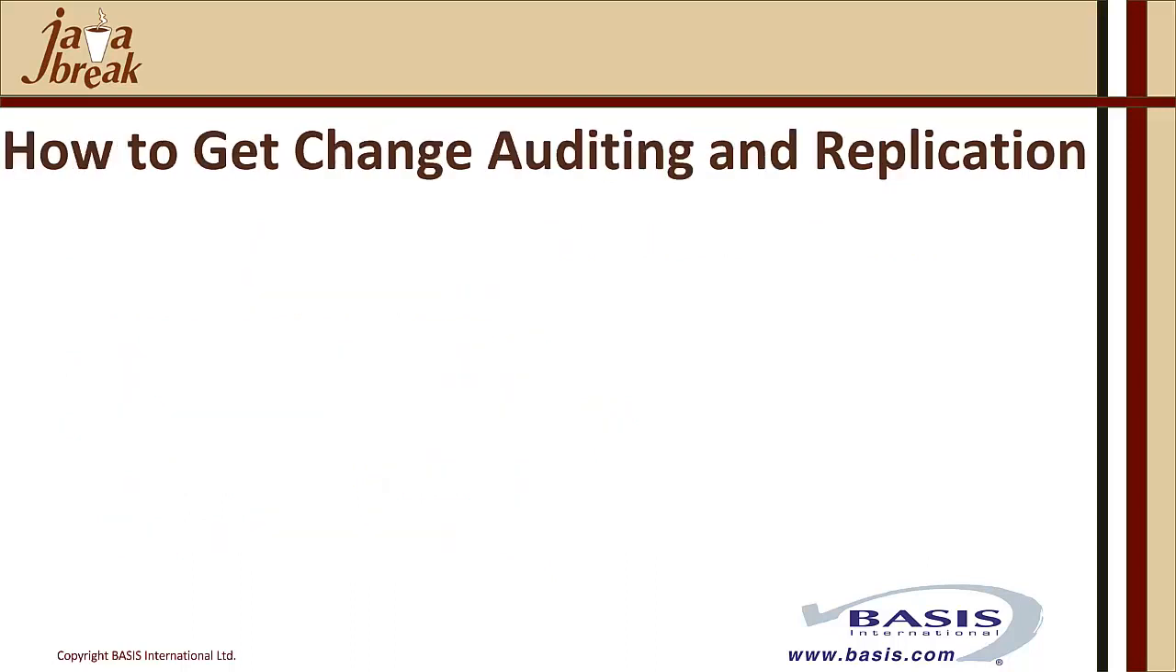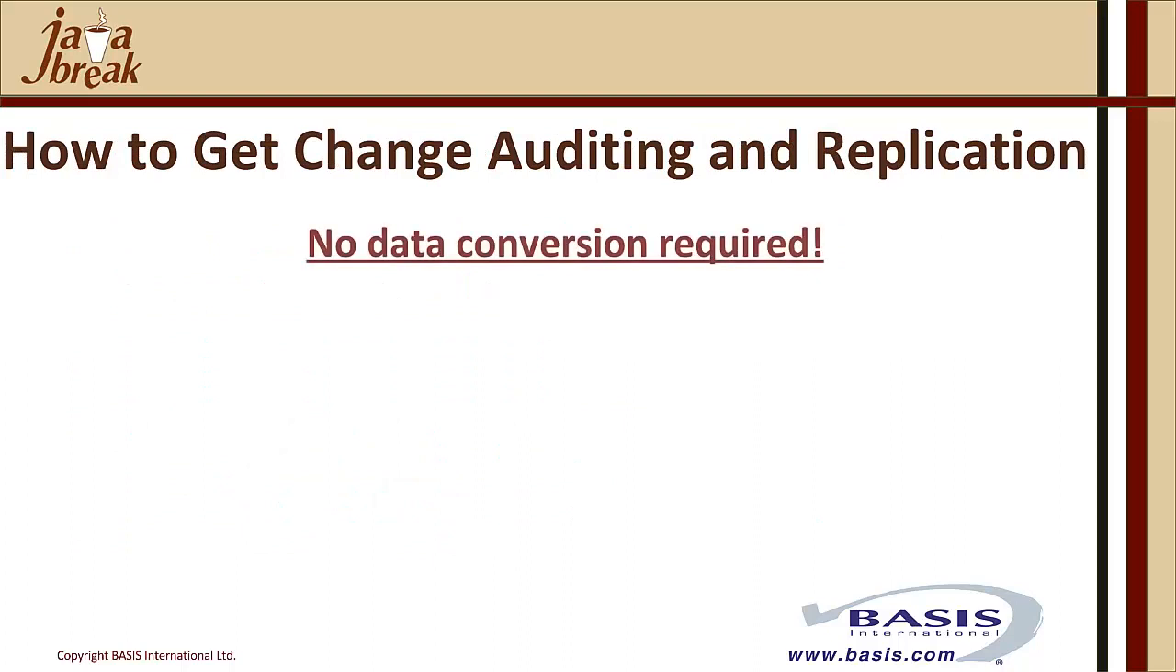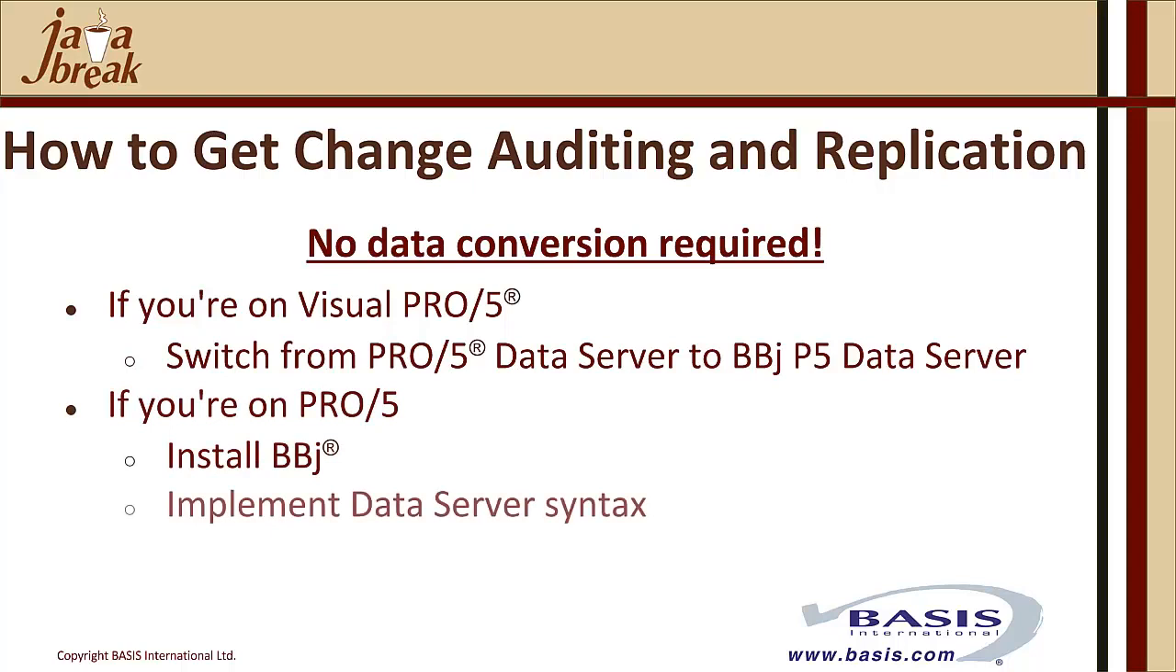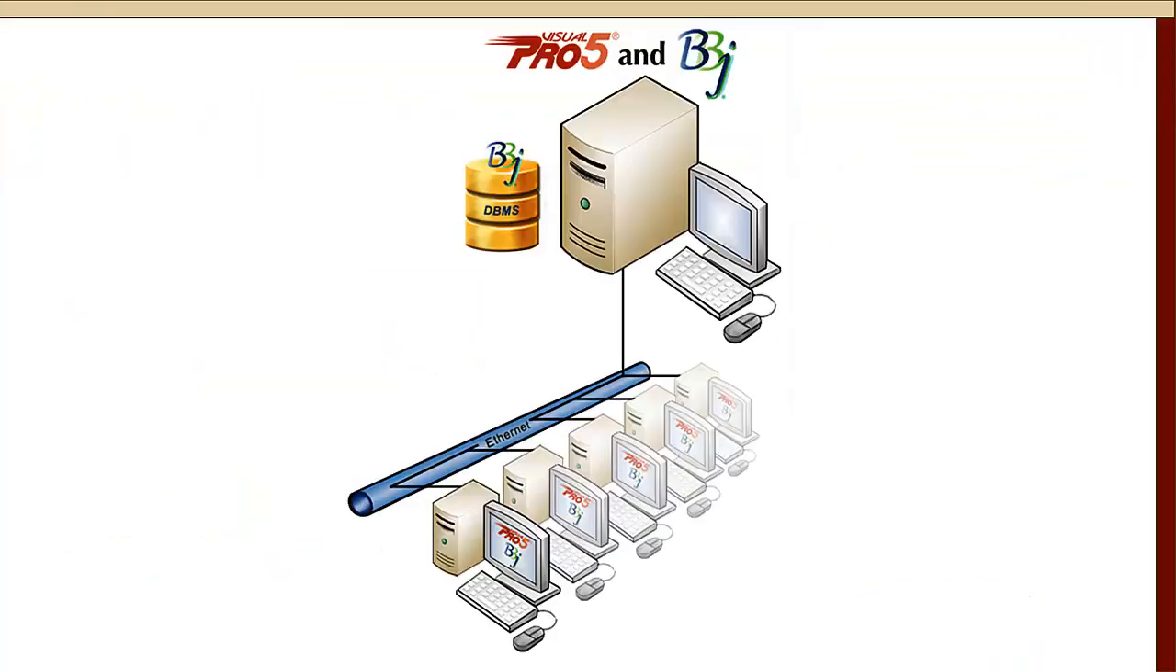How to get change auditing and replication? Firstly, just a reminder, there's no data conversion required. So even if you're running Pro 5 or Visual Pro 5 database right now, to move across to the BASIS database under BBJ's control, it requires absolutely no data conversion. If you're on Visual Pro 5, all you need to do is switch from the Pro 5 data server to the BBJ Pro 5 data server. And if you're on Pro 5, you need to install BBJ and implement the data server syntax. If you're on BBJ, of course, there's nothing for you to do.